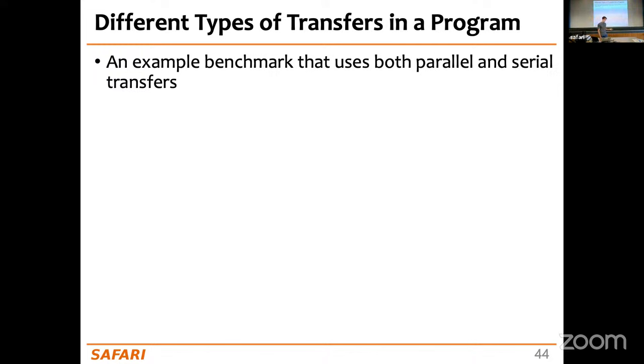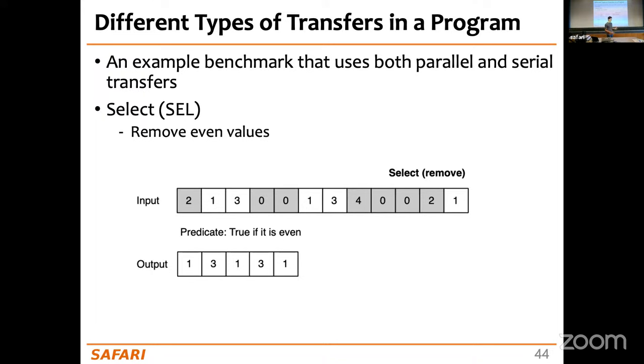Are we going to need different types of transfers in a program? Yes, that makes sense. For example, if there is some array of data, maybe a buffer of constants, that all DPUs need to use, you would definitely use a broadcast transfer, because that's the most efficient way of transferring the same data to multiple DPUs. Or in some workloads, we may need parallel or serial transfers.